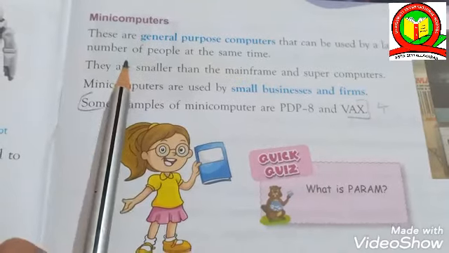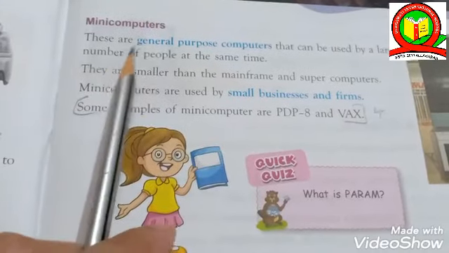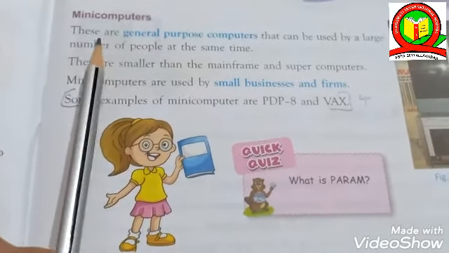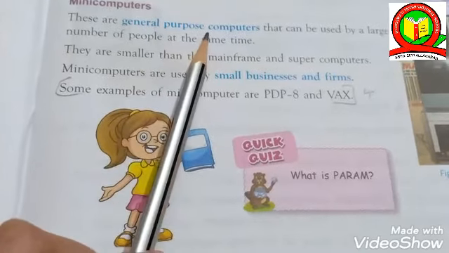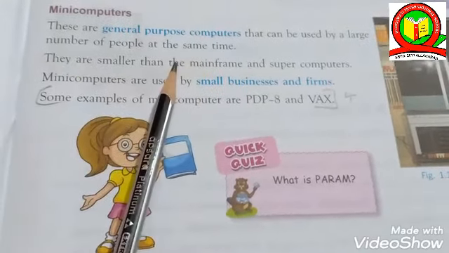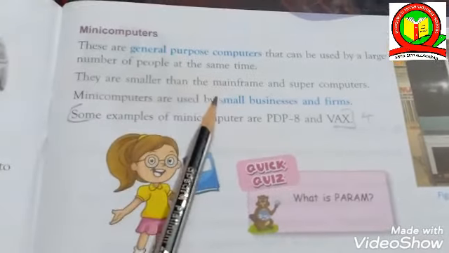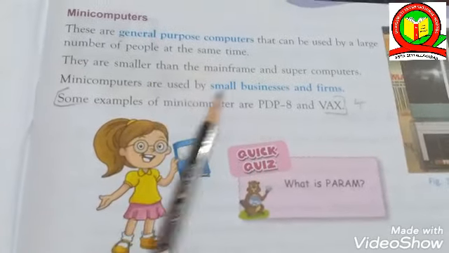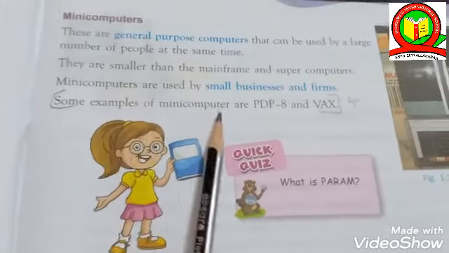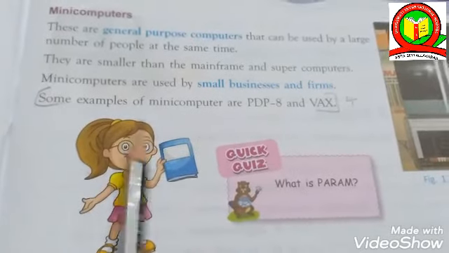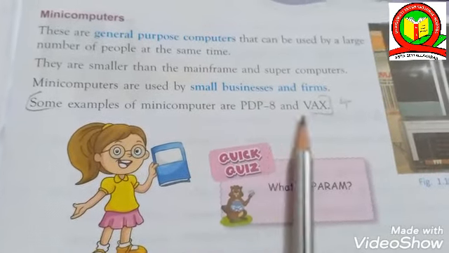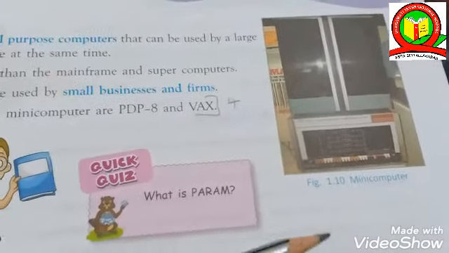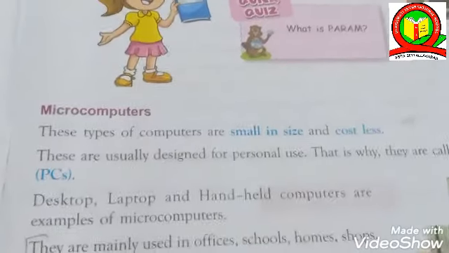Now the third type of computer is minicomputers. These are general purpose computers that can be used by a large number of people at the same time. They are smaller than mainframes and supercomputers. Minicomputers are used by small businesses and firms. Some examples of minicomputers are PDP 8 and VAX. Here you can see a minicomputer.